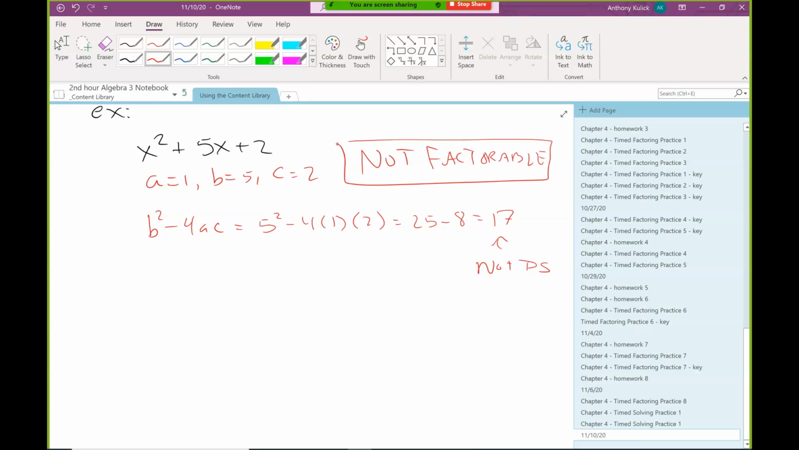Joseph? What is DS? That's a P for perfect square. Oh, okay. Yeah. Sorry, that's just my bad penmanship. Okay with how to use this?